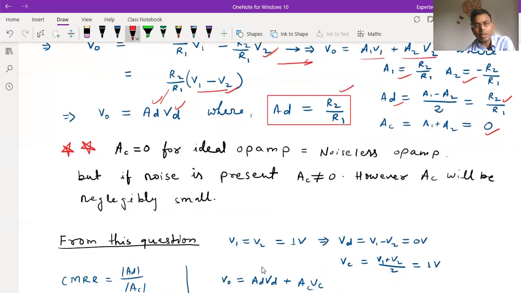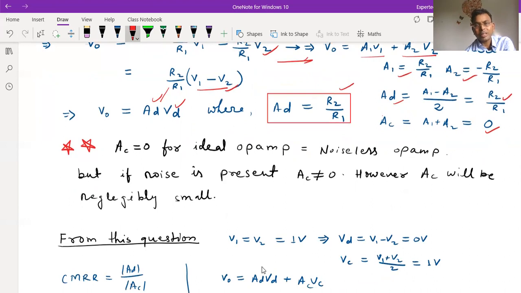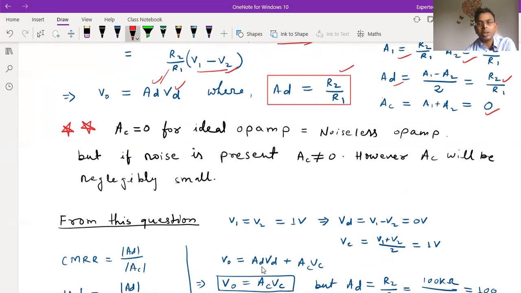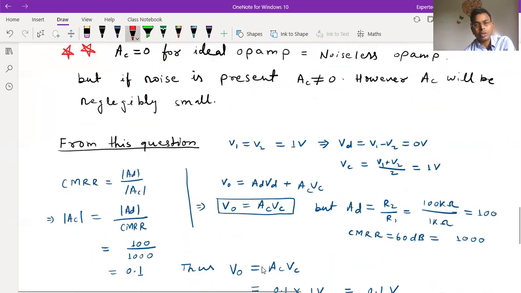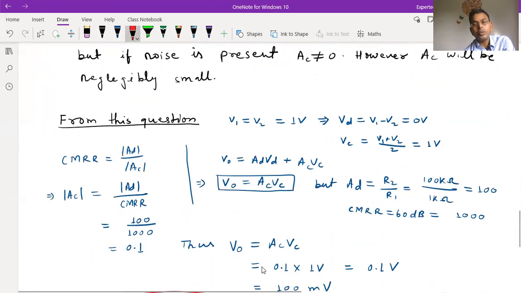Now AC will be 0 for an ideal op-amp. Ideal op-amp means noiseless op-amp. But if noise is present, then AC will not be equal to 0. However, AC will be negligibly small. For this question, V1 is equal to V2 is equal to 1 volt is given. So we can find VD is equal to V1 minus V2 is equal to 0 volt, and VC is equal to the average of these two voltages, which is equal to 1 volt.